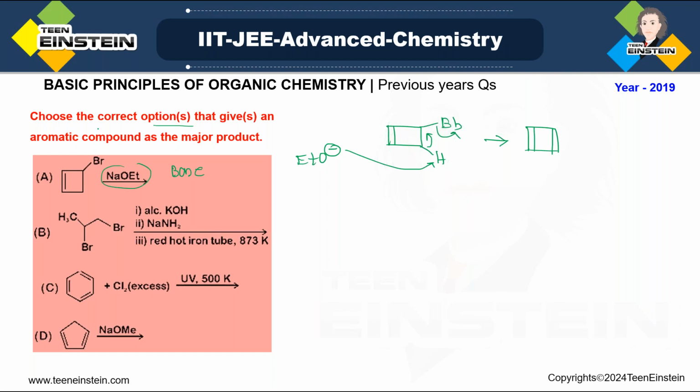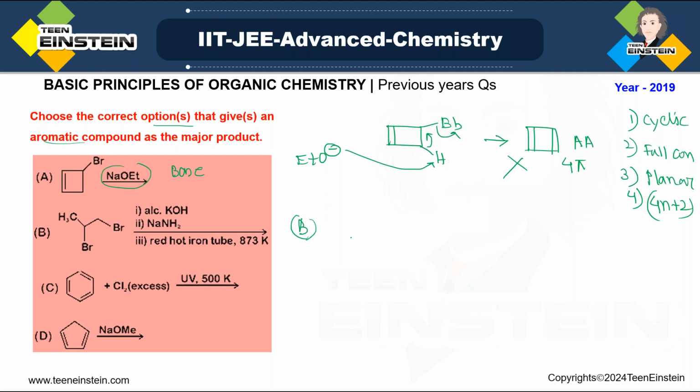Now is this aromatic? Because we have to find an aromatic compound product or not. This is not aromatic. This is basically anti-aromatic because here the total number of electrons is 4 pi electrons. The conditions for aromaticity: it must be cyclic. There must be full conjugation, that is, in the whole ring there should be conjugation. Then it must be planar. And the last rule to maintain aromaticity is 4n plus 2. But it is not matching with the last one. The rest of the 3 are fine. So that is why this is not correct. That is, it will not give us anything aromatic.